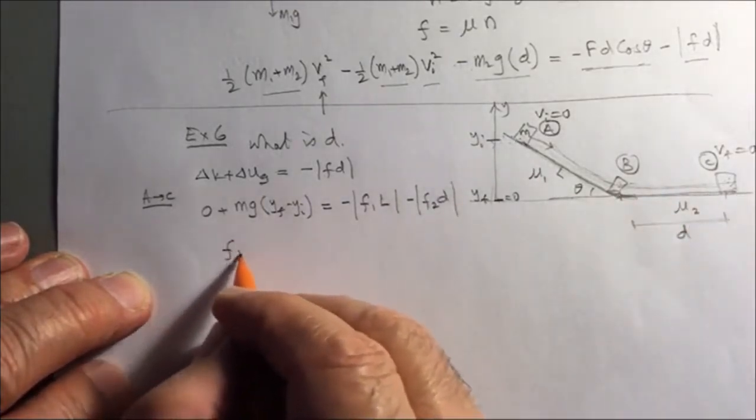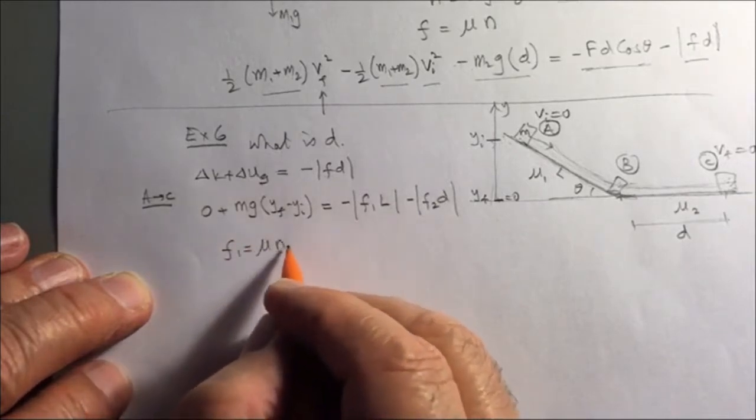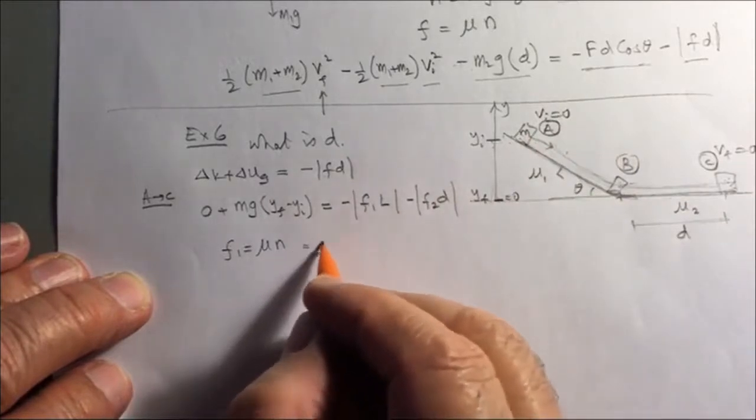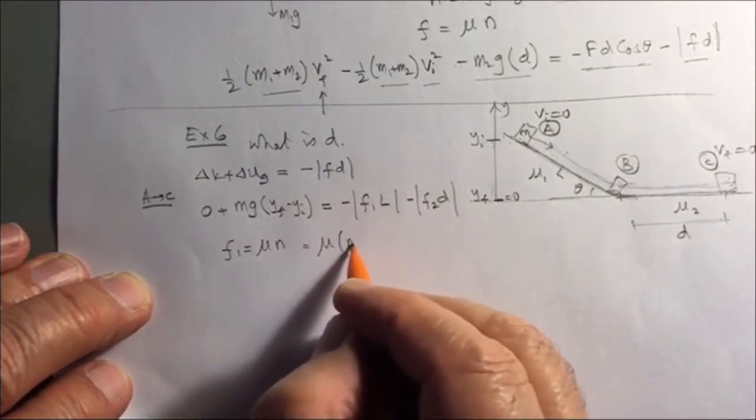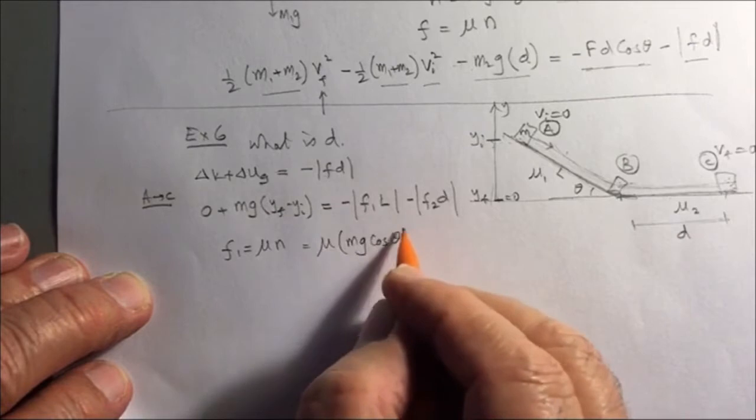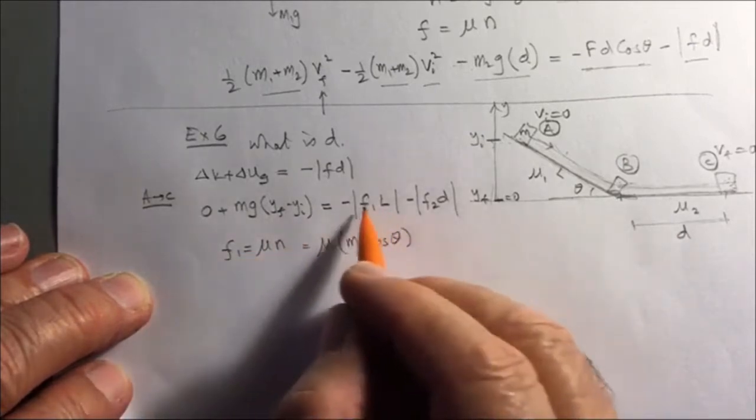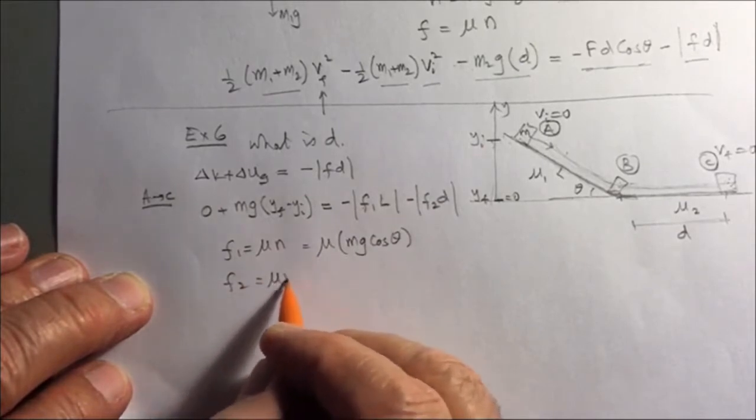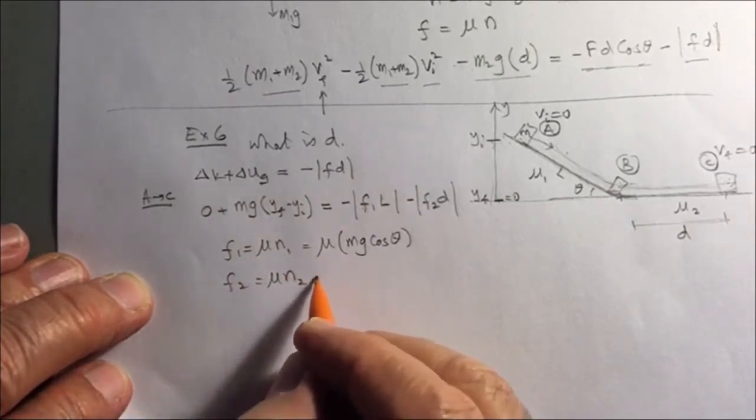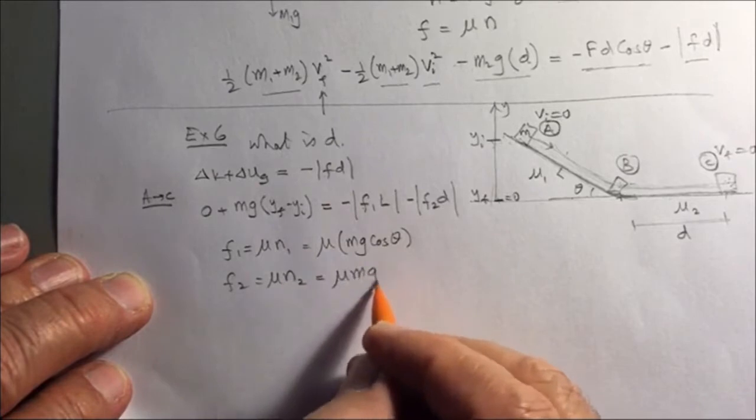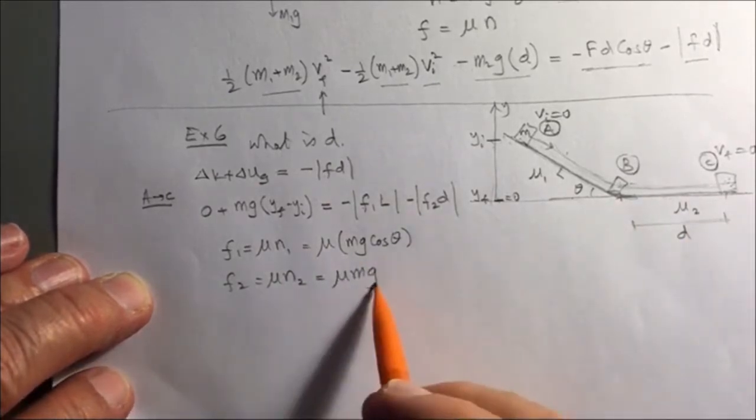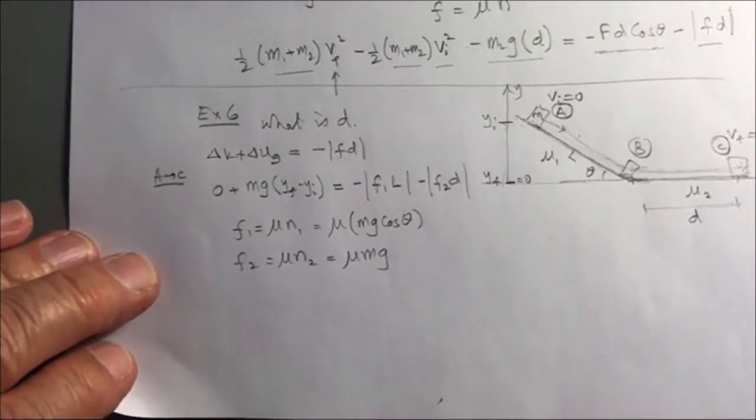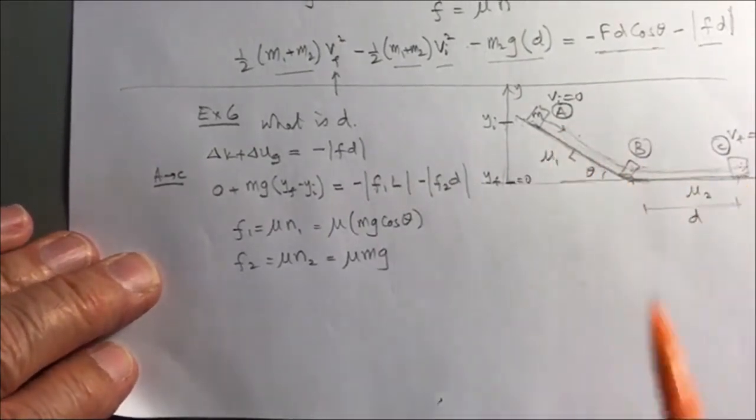Now F1 is going to be mu times N, and in this case the normal is going to be mg cos theta. So we know all of that, we can plug that in. And F2 is going to be mu N, let's call these N1 and N2, and that's simply mu mg because it's a horizontal surface. So we know all that, and everything is known except d. So we can use this to get the distance along here.